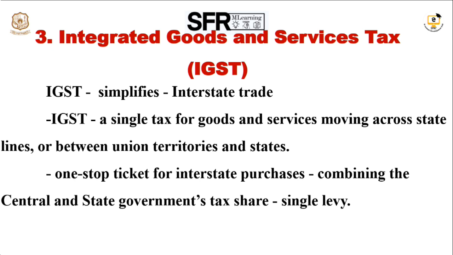This IGST simplifies interstate trade in India. Unlike intrastate transactions where separate CGST and SGST apply, this IGST acts as a single tax for goods and services moving across state lines or between union territories and states. In simple terms, it's like a one-stop ticket for interstate purchases, combining the central and state government's tax share into a single levy.